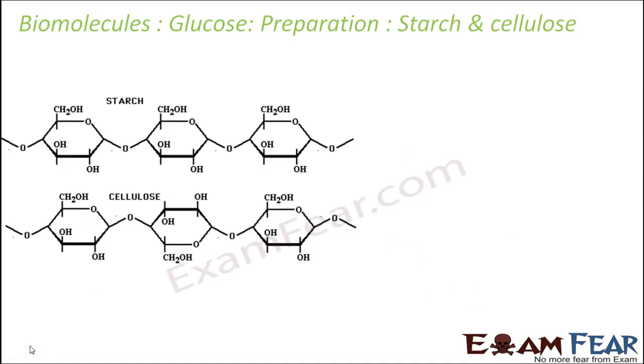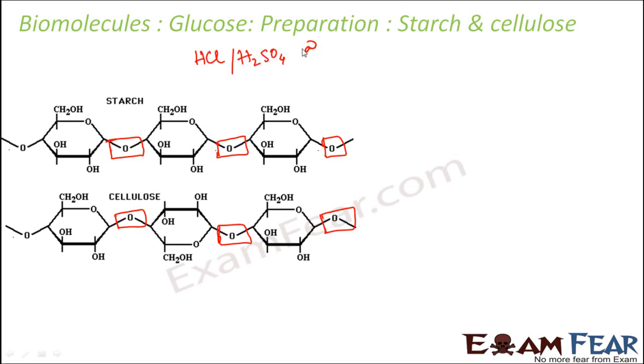Now, how is glucose prepared from starch or cellulose? Here also by the process of hydrolysis. It is just that here there are multiple glycosidic bonds. In the case of sucrose, it was just one glycosidic bond. Here there are many glycosidic linkages, so they get broken down by repeated hydrolysis. How does the exact process happen here? They are boiled with hydrochloric acid or sulfuric acid at a temperature of around 393 Kelvin under pressure. Under these circumstances, glucose is formed from starch or cellulose.